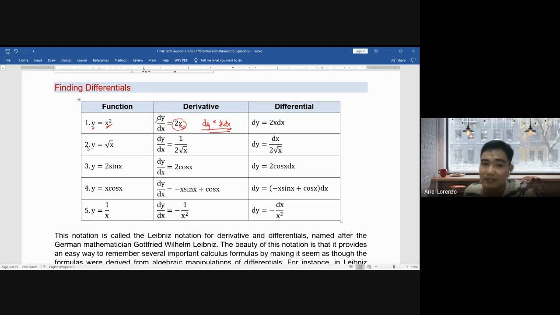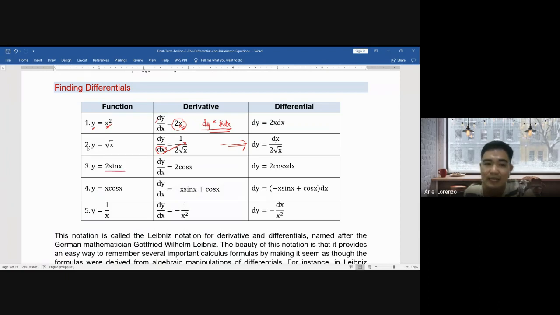This is the derivative. Okay? So that is equal to 1 all over 2 square root of x. And then when we solve for its differential, class, anong gagawin mo? Tanggalin mo yung dx, i-cross multiply mo doon. Okay? Magiging dy equals dx all over 2 square root ni x.